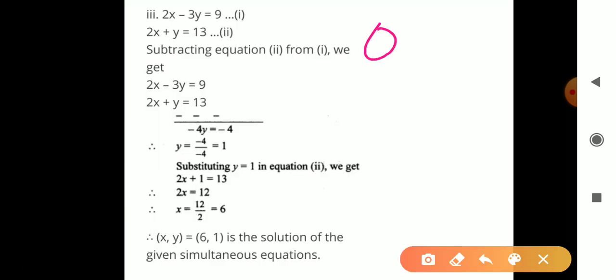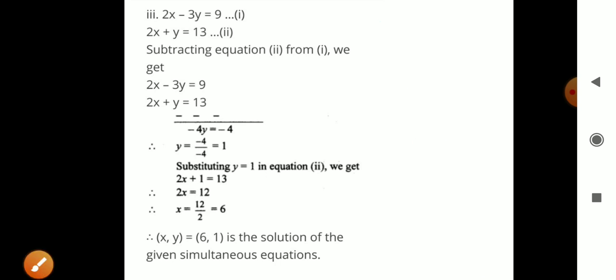from question number 2. There are a total of 8 sub questions in question number 2. So solve the remaining questions. From this we solved three questions. Okay, so this is for today. This is homework for you: solve the remaining sub questions in question number 2. Okay, thank you.